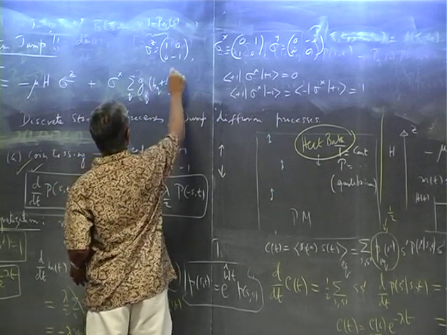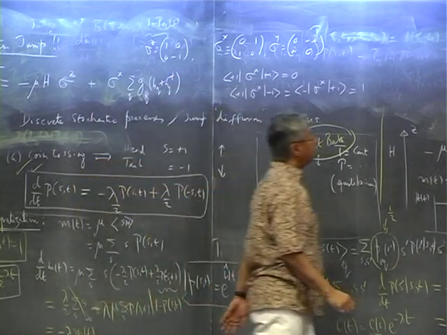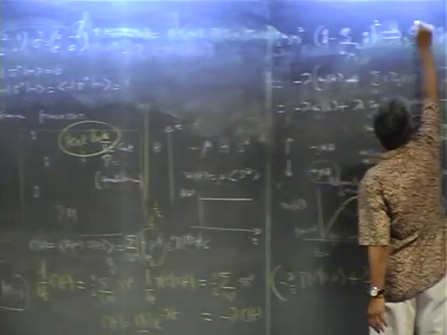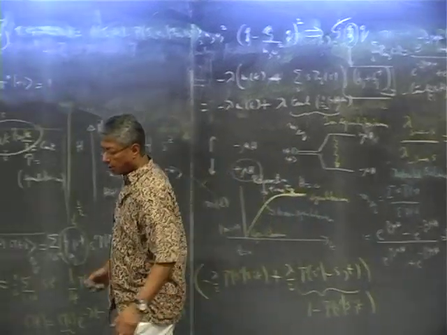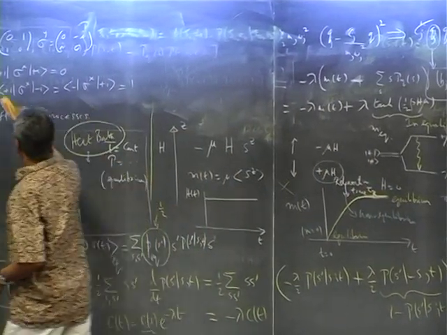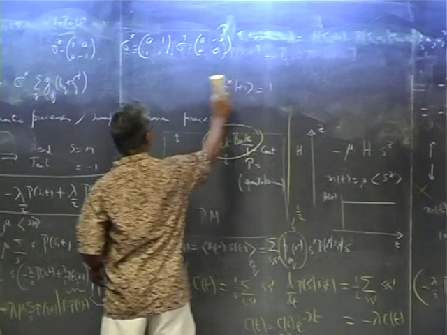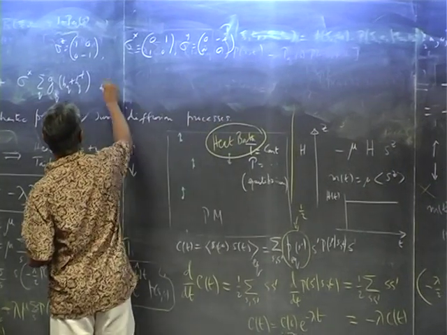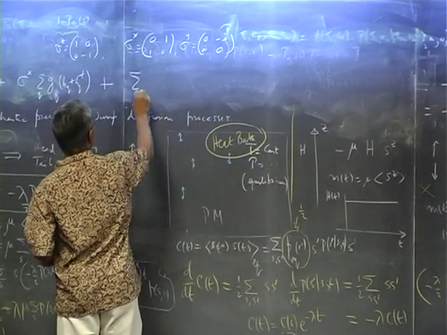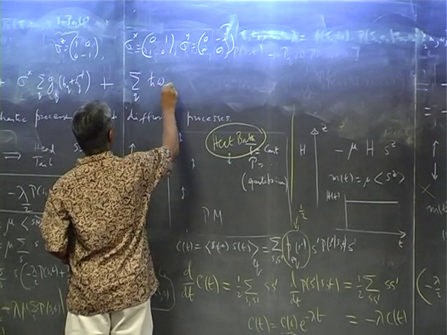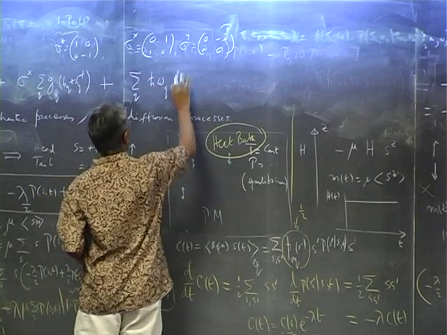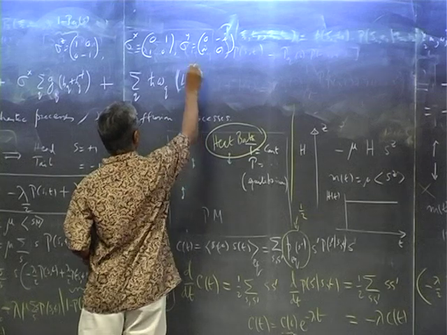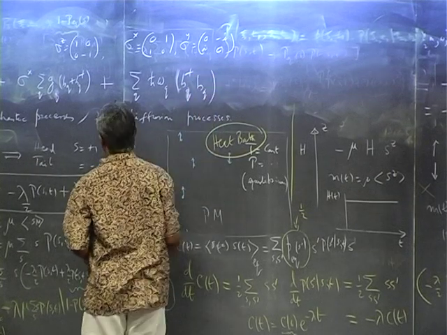g_q (b_q plus b_q dagger). That's like this coupling term. And then you have this still the harmonic oscillator energy for the jth oscillators. And then you get summation over q of h bar omega_q b_q dagger b_q.